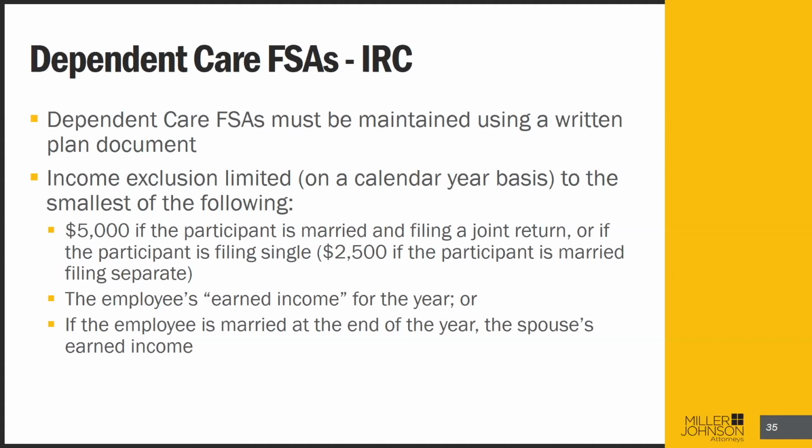Generally, the income exclusion, or a participant's maximum benefit, is $5,000 if the participant is married filing jointly. And the maximum benefit is only $2,500 if the participant is married filing separately. Next, the limit is further reduced by the employee's earned income. Practically speaking, if the employee is earning less than $5,000, the employee is probably not putting much money into that FSA, but that would reduce the limit.